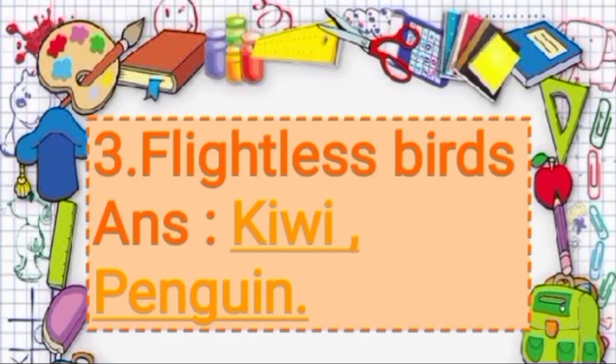Now next, flightless birds. Answer is first example kiwi, and second example penguin. So as you know that birds have light body and they are covered with feathers, and they have wings that help them to fly. But birds such as ostrich, kiwi and penguin cannot fly because they have a heavy body, and that's why they are called flightless birds.